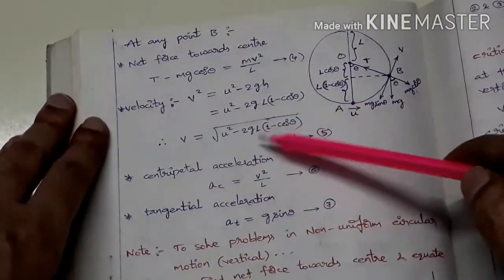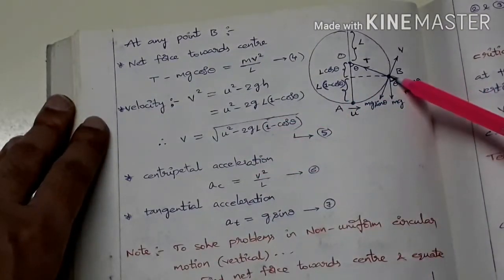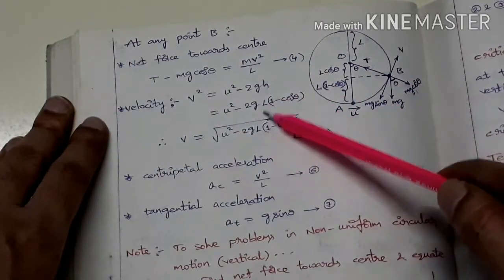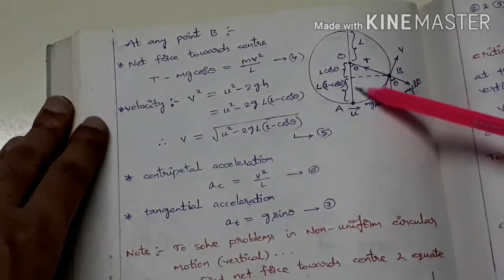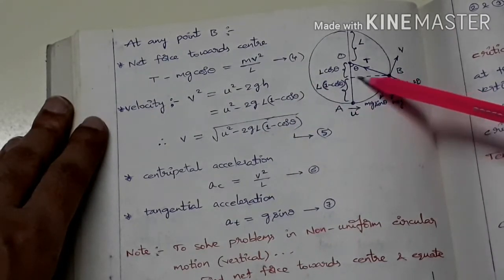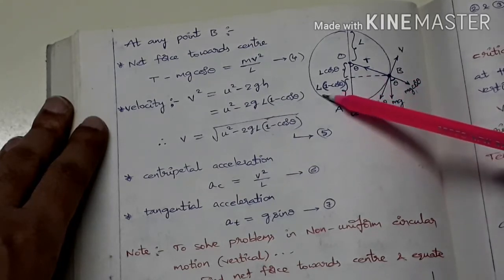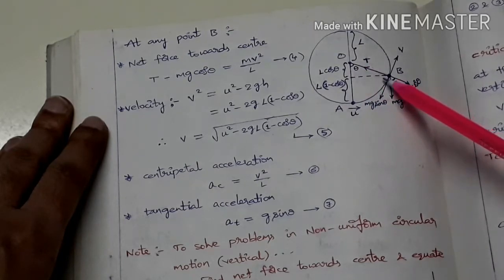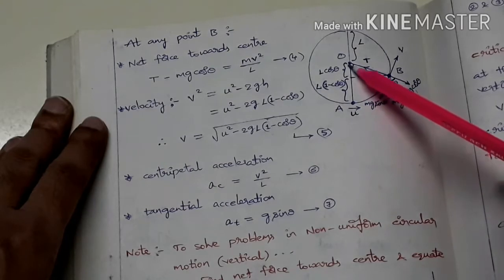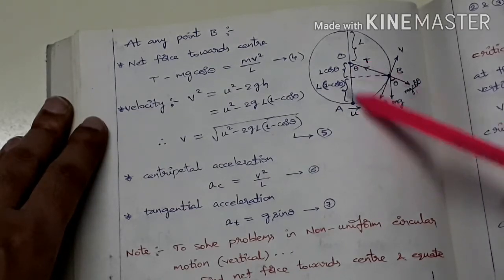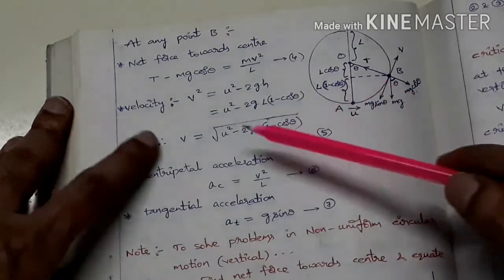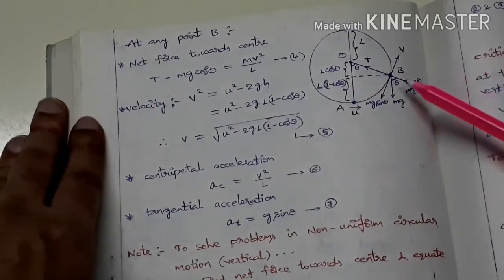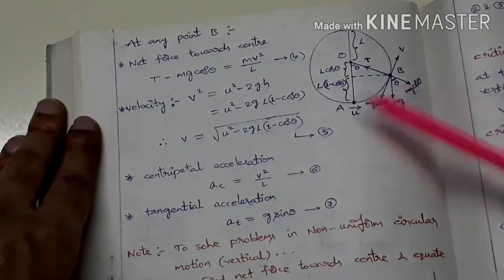Okay. And what about velocity? This velocity at this point and velocity at this point, same condition. V square minus u square equal to 2gh, that equal to u square minus 2g into, in the place of h, we require this vertical distance between this point A and this point B. This is the vertical distance, and this is equal to L into 1 minus cos theta, because see here, this is L, so this part is L sin theta, this part is L cos theta, so this is L minus L cos theta. So we are getting L into 1 minus cos theta. So V equal to root of u square minus 2gL into 1 minus cos theta. So we can relate the velocity between any 2 points on this vertical circle using this formula.